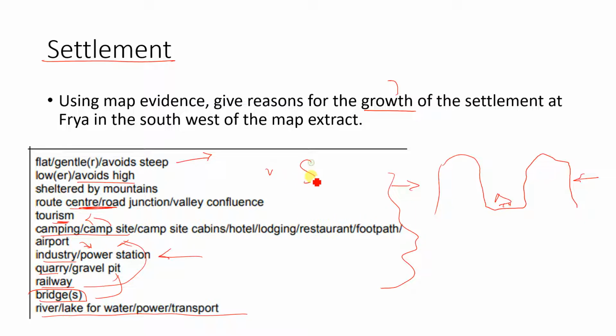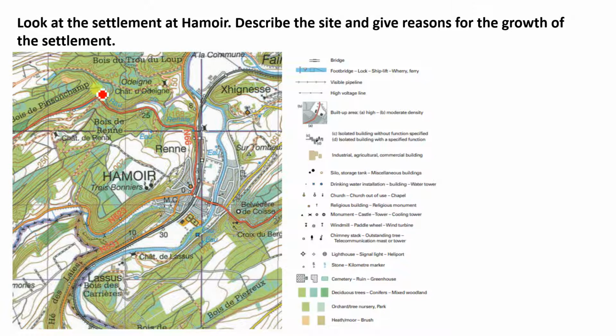You should also look at things like services that are available within that area. If it's available, you give examples of them, like tourism is a service, and they give examples of it. Yeah, good. So tourism, example, camping, campsite, cabin, hotels, lodging, restaurant, and footpath. You see the footpath is usually for ecotourism. So look at this question now.